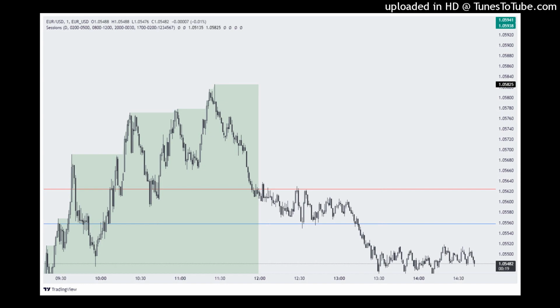The closest PD array, the first premium array that we have on the monthly, is that swing high. Then after, we also have this discount rate in the form of these highs right there. All right, now, then we go into the weekly and we do the exact same thing.